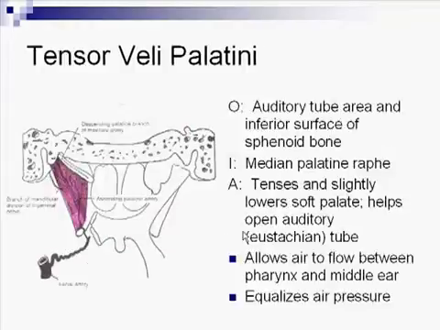The tensor veli palatini stiffens the soft palate. It helps open the auditory eustachian tubes to allow air to flow between the pharynx and middle ear. This helps to equalize air pressure.